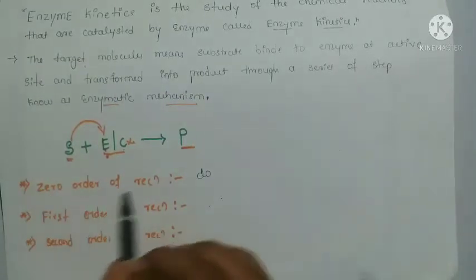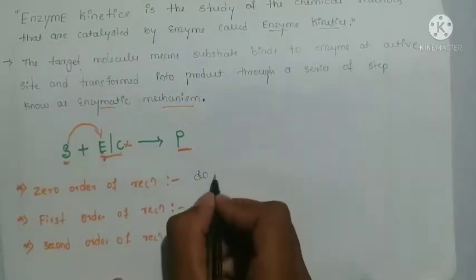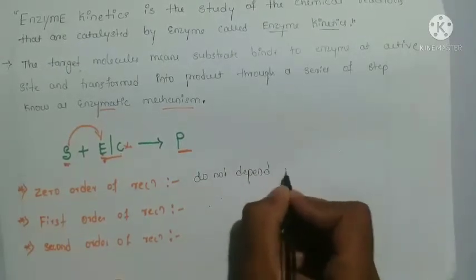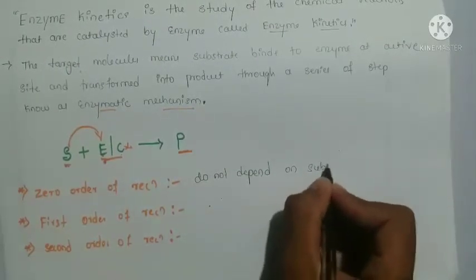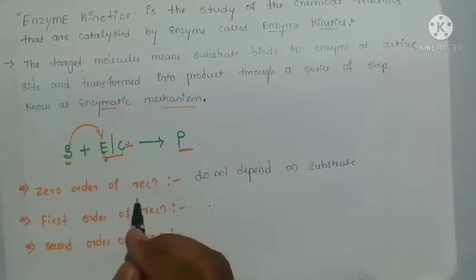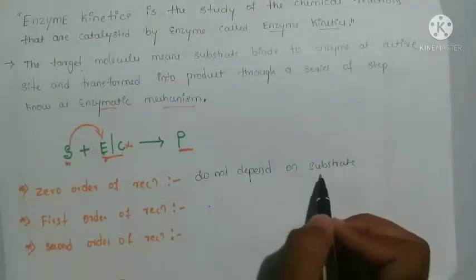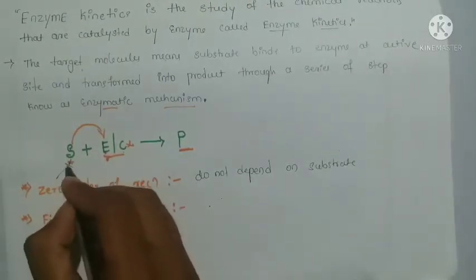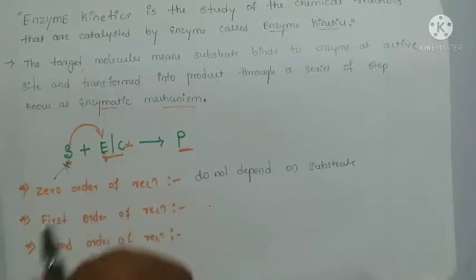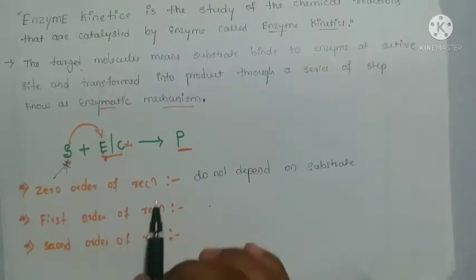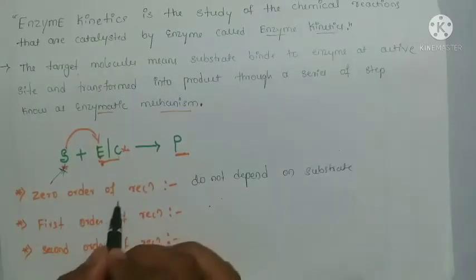The zero order of reaction does not depend on the substrate. Whether the substrate increases or decreases, the rate does not change. Since it does not depend on the substrate, it is known as the zero order of reaction.